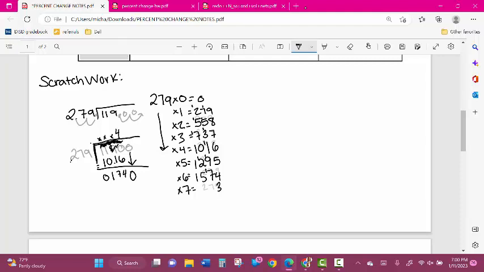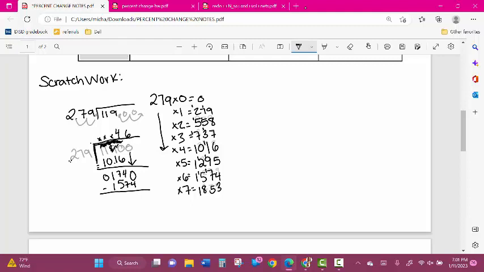1 and 7 make 8, plus 7 make 15. 5 and 1 make 6, plus 2 make 8. And then 1 and nothing is 1. Okay, so I know that 7 groups of 279 is too big for 1740. So I'll use 6. 6 groups of 279 is 1,574.